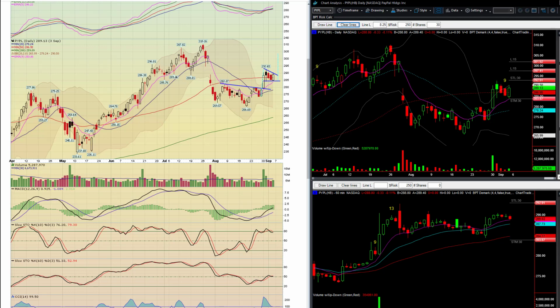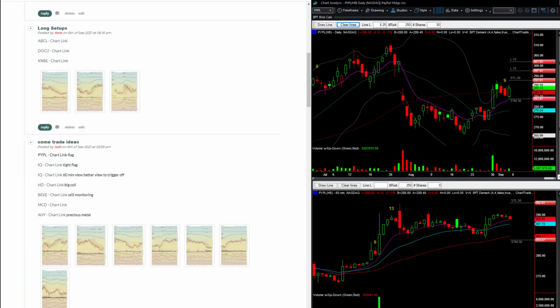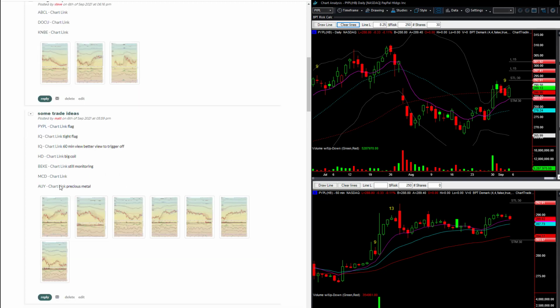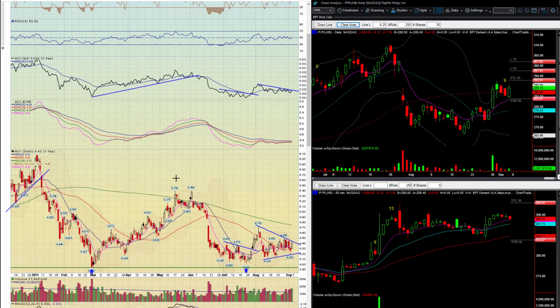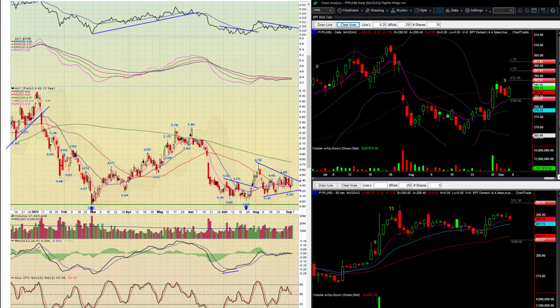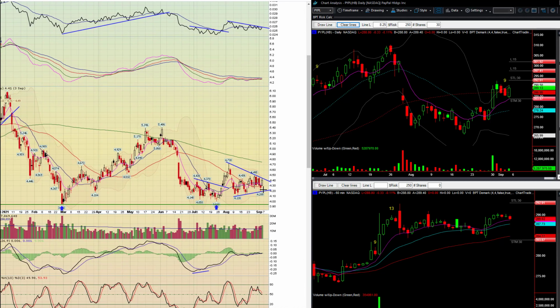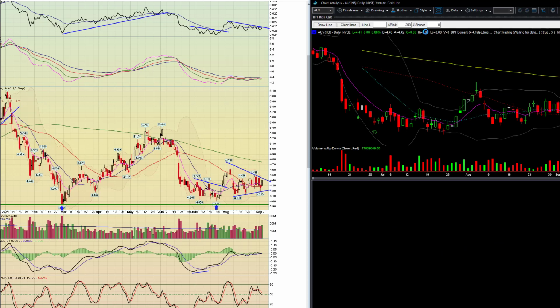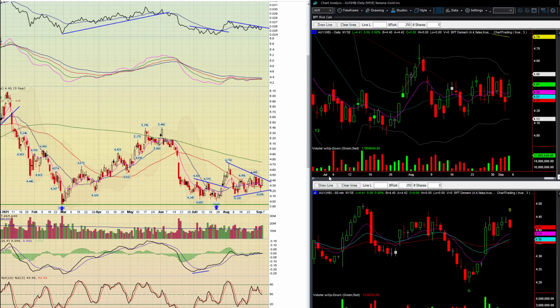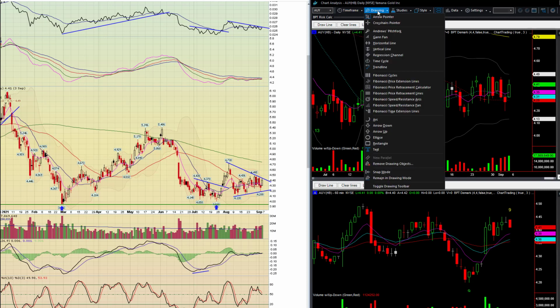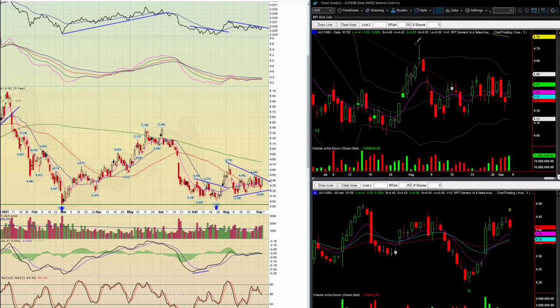Okay. See what else we got. AUY. It's a gold stock. Nice coil. All right, let's go ahead and put that in here. We like those coils, as you know. Let's go and draw some trend lines here.